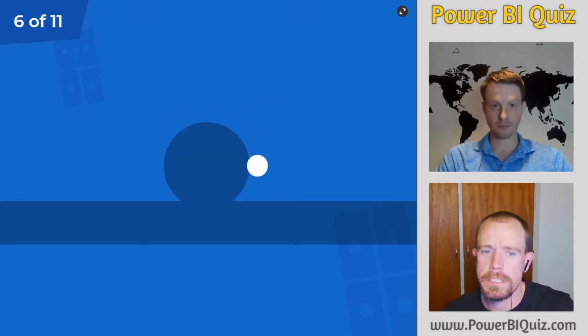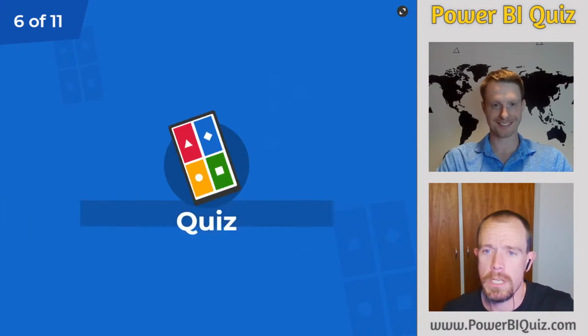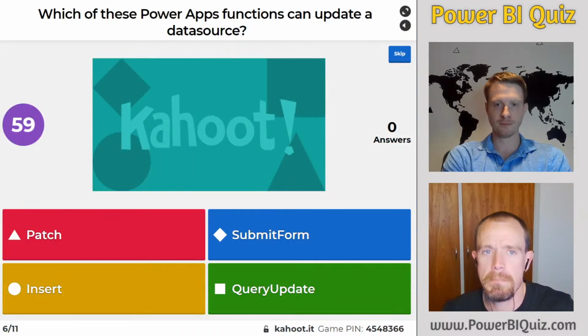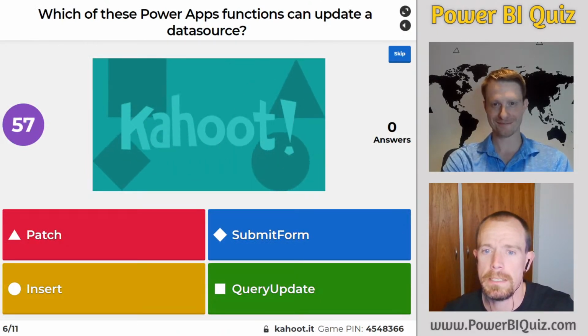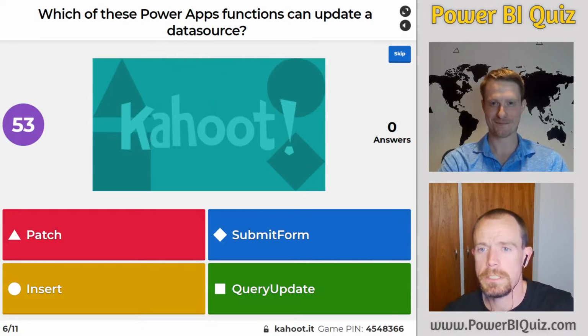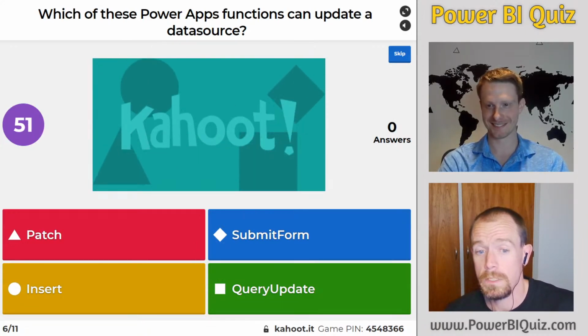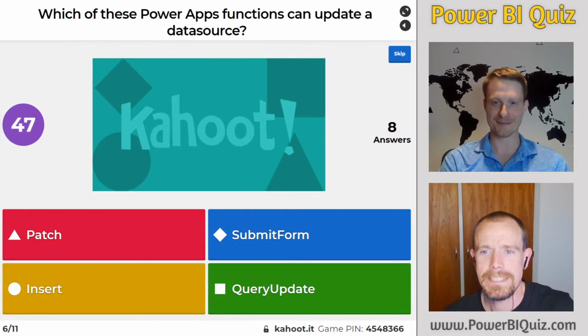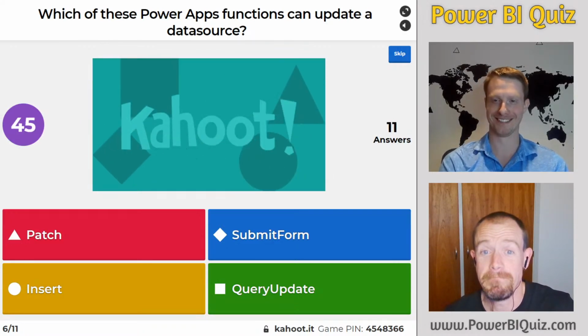And one more multi-select. And also double points because we are halfway through the quiz. Which of these Power Apps functions can update a data source? And as it is a multi-select, you can choose 1, 2, 3, or 4 of them. See how many people have played in Power Apps.